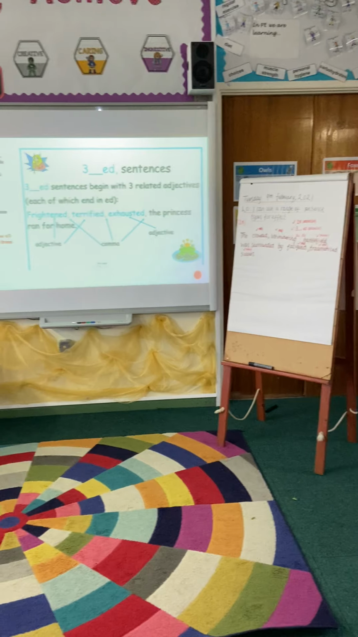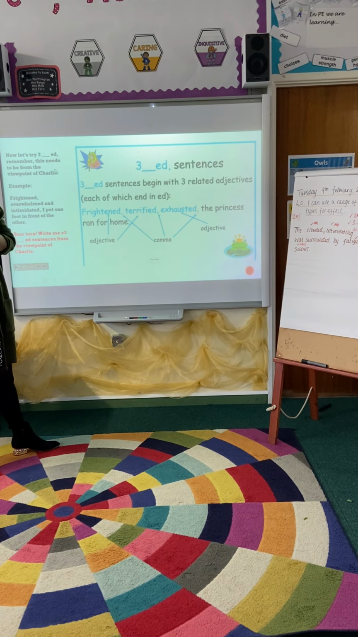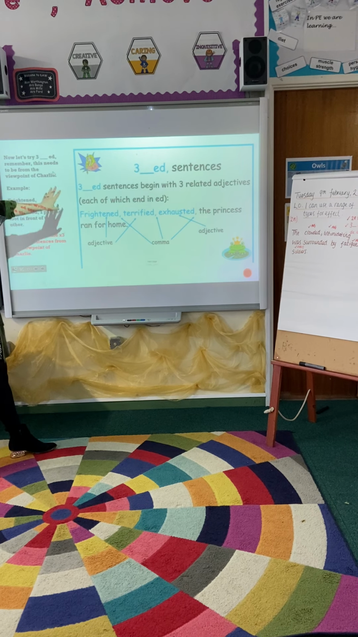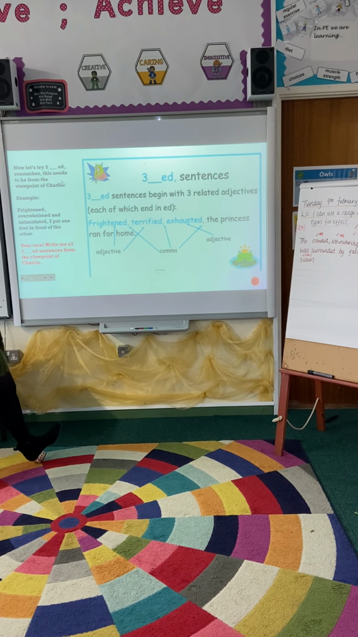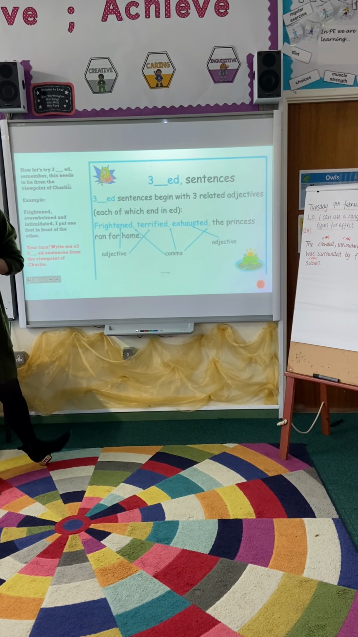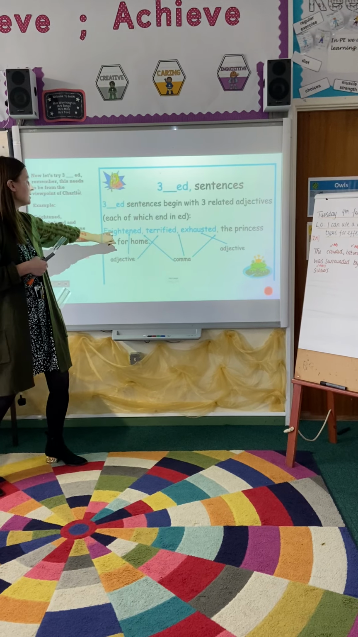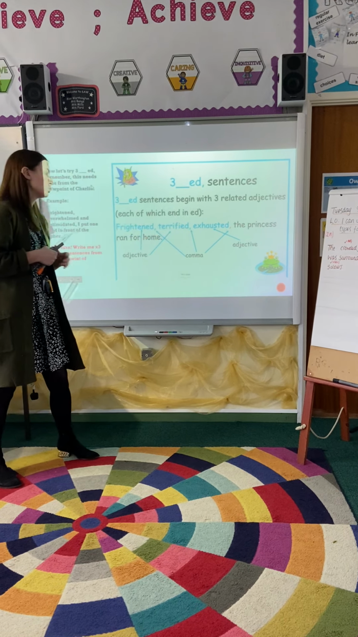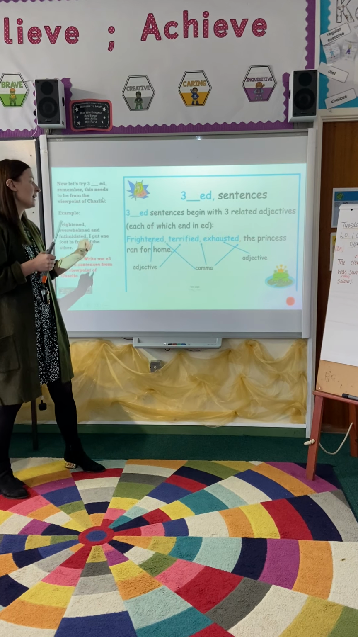So, on the board this time we've got 3 ED sentences. So let's look at the structure of 3 ED. It says 3 ED sentences begin with 3 related adjectives, each of which end in ED. So that bit's really important. Those adjectives have got to end in ED. So frightened, terrified and exhausted. Or we don't even need the and in there actually. The princess ran for home.